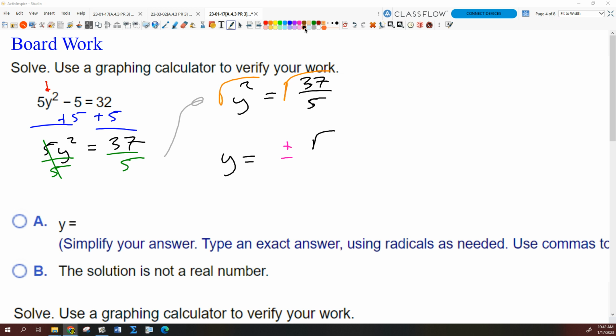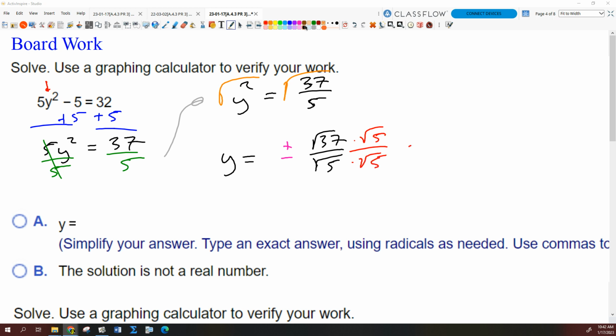So we get square root of 37 over square root of 5. Am I done? What's wrong? Yeah, no radicals in the basement, right? So what do I have to do to fix that? Not multiply by 5, by the square root of 5. There we go. Multiply top and bottom by the square root of 5.